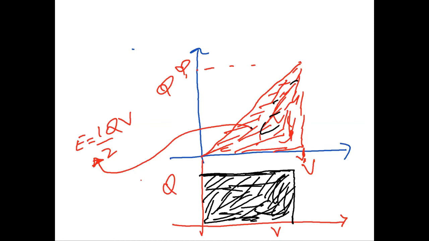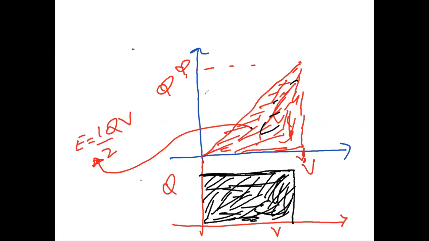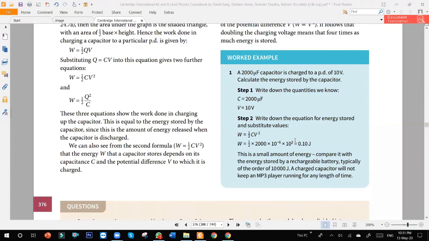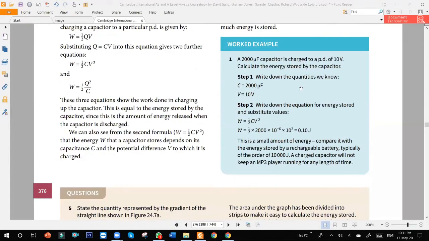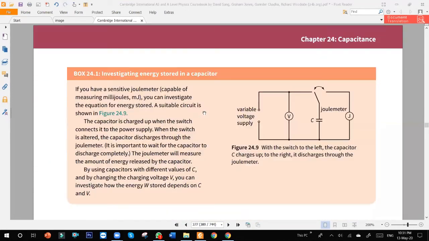Okay, there are some numericals. So let's solve those numericals. This numerical is too easy, straightforward. You just put in the values. Okay, let's solve this numerical.